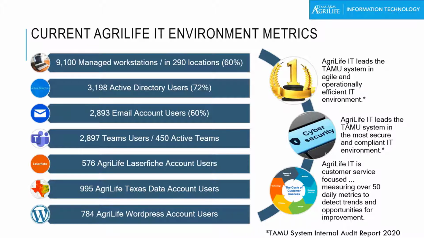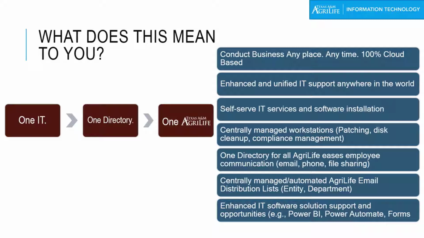So currently, AgriLife IT is, I believe, the third largest IT team and environment within the A&M system, behind Texas A&M and Engineering, in terms of scope and scale. So I just wanted to give you all a perspective on what we're dealing with in terms of numbers and what we're already currently doing for AgriLife and the college. So it made sense to bring the remaining percentages into the unified IT environment to have everybody together. So you may be saying, well, what does this mean to me?